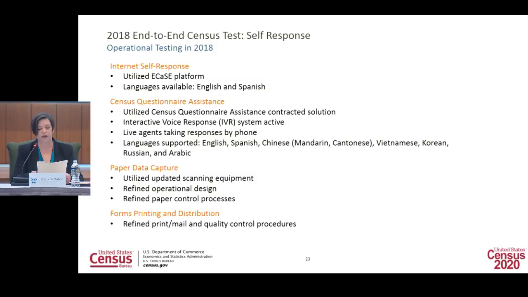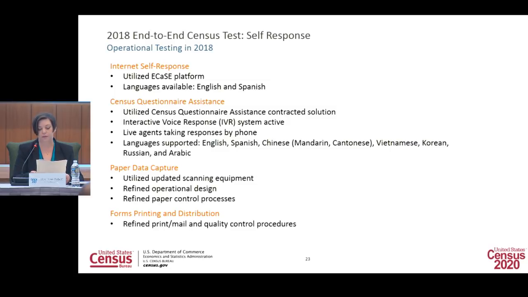For internet self-response, we again utilized the eCase platform for our internet self-response instrument. As in the 2017 test, the ISR instrument was available to the public in both English and Spanish. The Census Questionnaire Assistance Operation, or CQA, again used the contracted solution to provide assistance to the public, both by answering questions about the test and by taking responses over the phone. Our interactive voice response system was active, and we had live agents working inbound calls for the self-response portion of the operation. For the 2018 test, we had language support available in English, Spanish, Chinese, both Mandarin and Cantonese, Vietnamese, Korean, Russian, and Arabic.